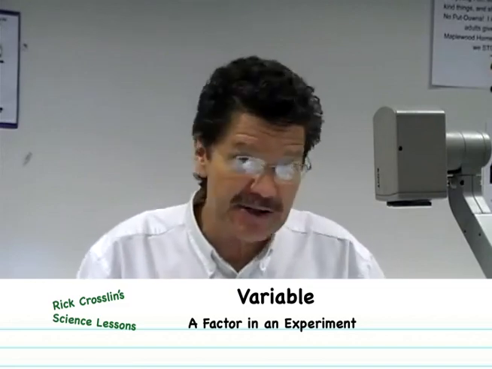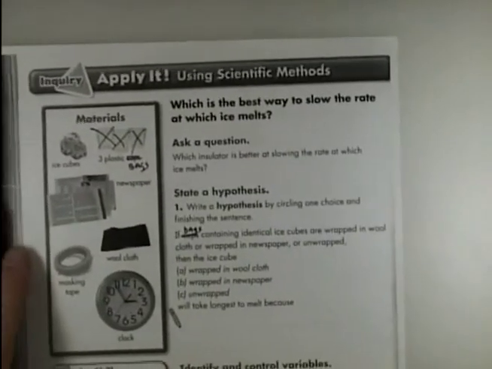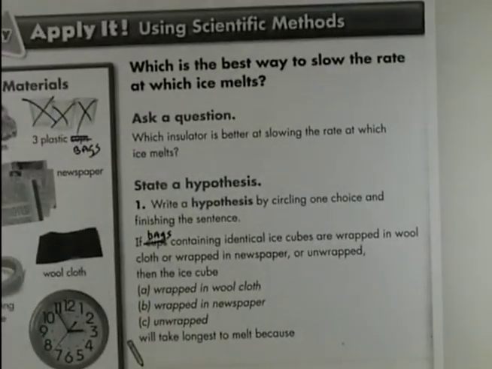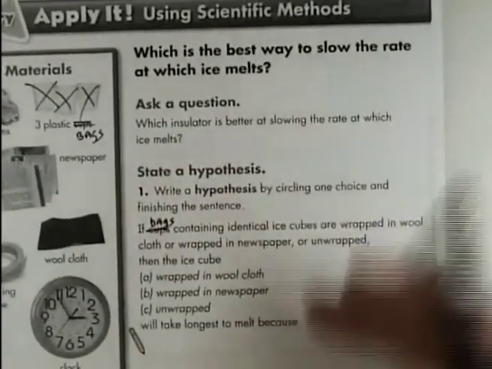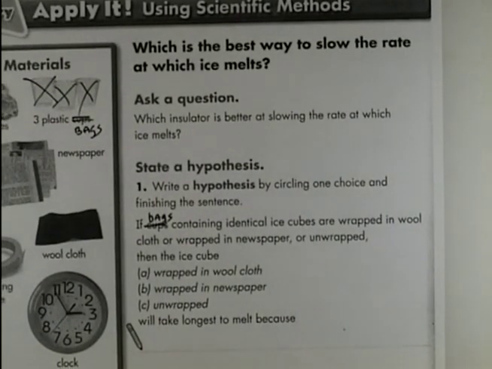All right, so we're applying some science skills. We're applying science methods. Since we're going to apply science methods, we want to start with a question, a hypothesis, and identify some variables. I think you know a little bit more about it because now you have prepared your 3 bags and you've looked at some of the instruments and the temperature that you have in your room. So let's apply this here. What's the best way to slow down the rate at which ice melts? So our question is, which insulator is better at slowing the rate at which ice melts? We have 3 insulators: wool, newspaper, or just unwrapped plastic.